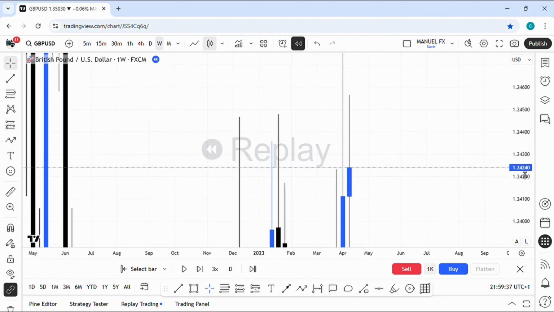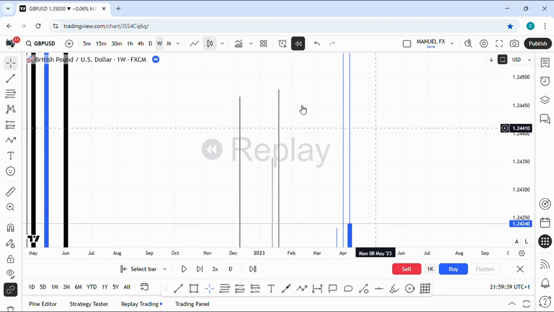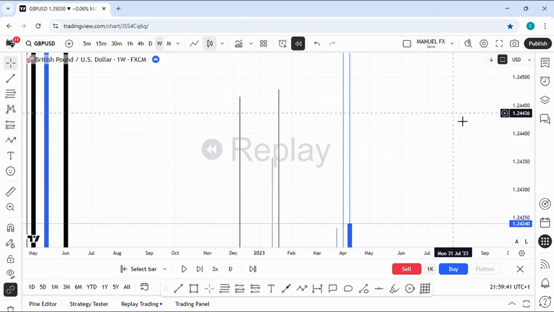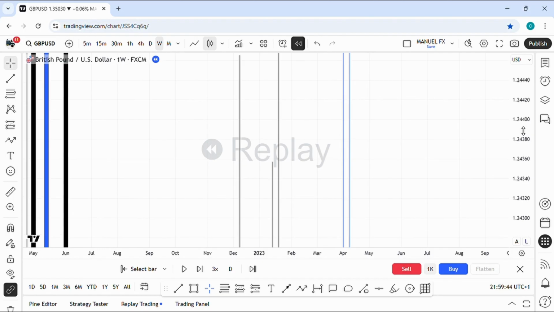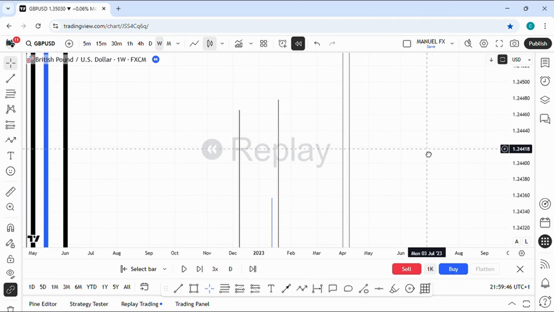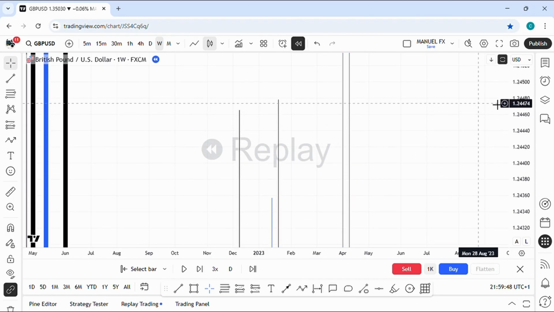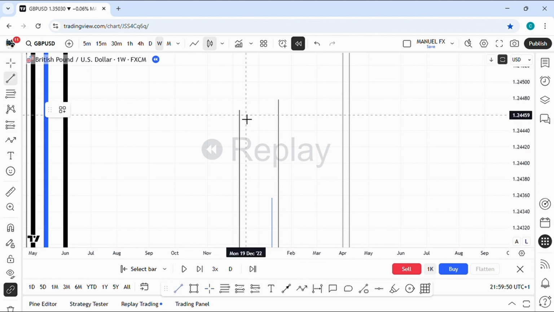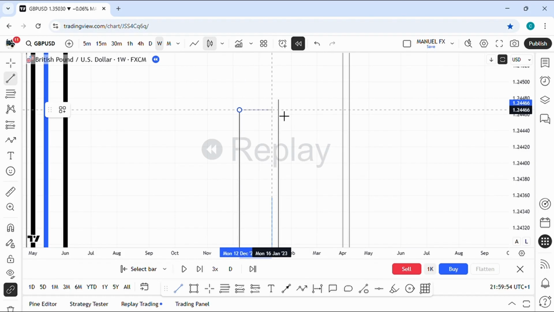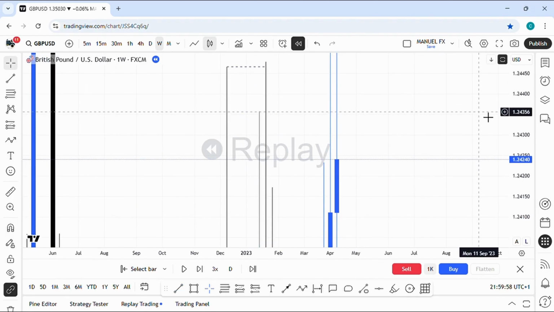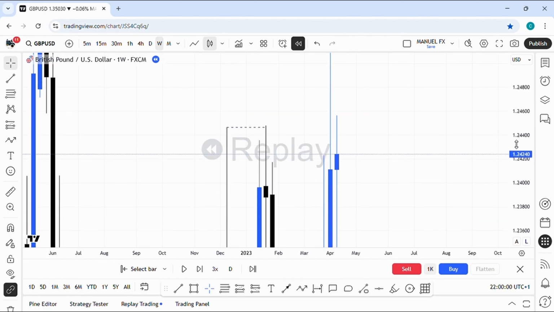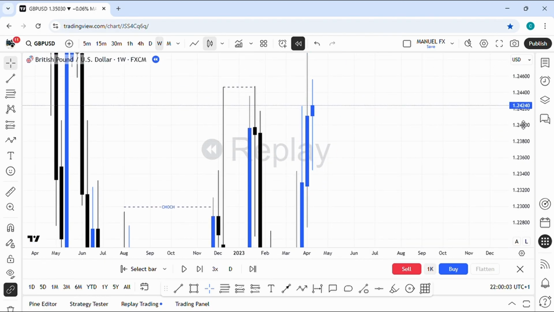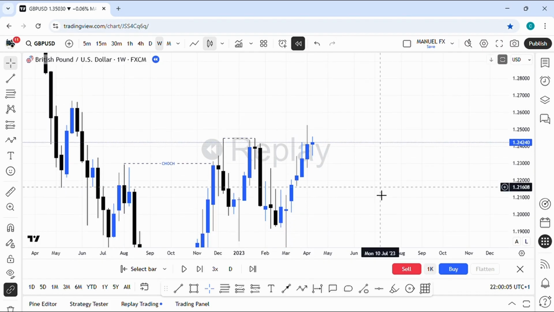Was it broken? Okay, yes, it was. Let's zoom in. Yes, actually, it was broken to the upside. See, when you're looking at price, you actually have to zoom in a lot. So, yeah, actually, it is our valid retracement move. Sharp.